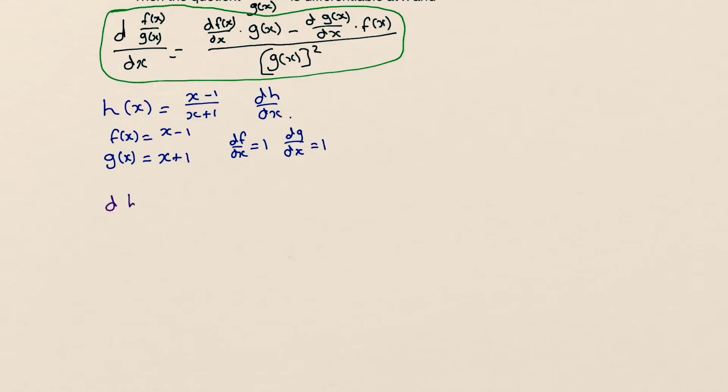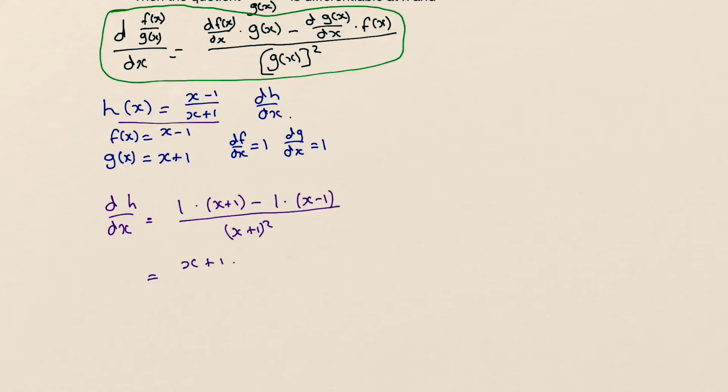So dh/dx, where h is our quotient that we started off with here, is equal to 1 lot of (x plus 1) minus 1 lot of (x minus 1), all divided by (x plus 1) squared. So we can simplify that out, so we've got x plus 1 minus x plus 1 all over (x plus 1) squared. The positive and negative x's cancel, so we just get 2 over (x plus 1) squared. And that is how you use the quotient rule.